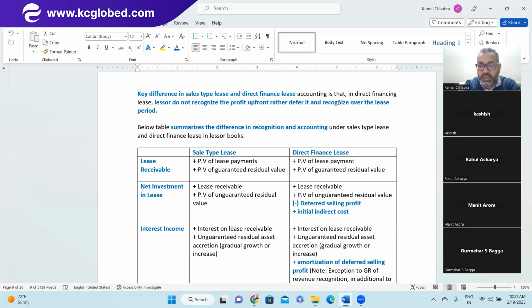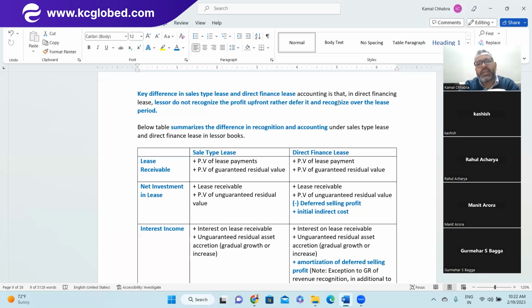The same will apply here also in the direct finance lease category. If it is a sales type lease, you can recognize the revenue as well as profit upfront. But if it is a direct finance lease, then the lessor should not recognize the profit upfront. Rather, they will defer and recognize it over the lease period as and when the respective lease payments are collected.